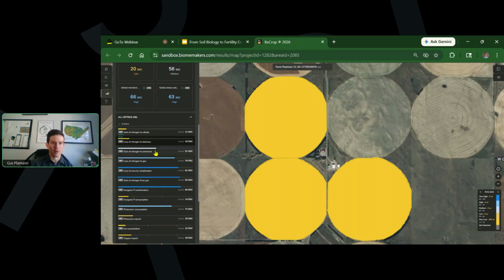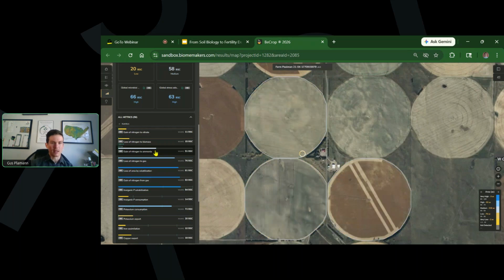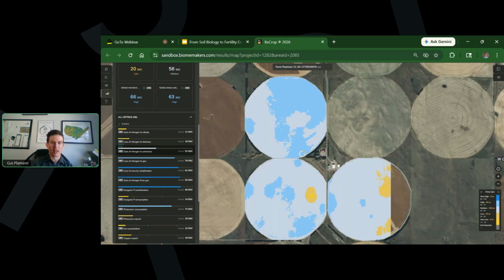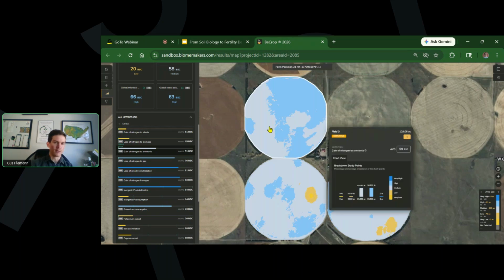Gain of nitrogen to ammonia. So this is looking at nitrogen mineralization, which is that beginning process where microbes convert organic nitrogen into ammonia. Generally, a score of 51 here is fairly solid. If you have really high mineralization, kind of like nitrification, that can indicate that microbes are cycling the nitrogen too quickly down the pathways, and then a lot of it's going to get lost. Not as much of it's going to make it into the crop.